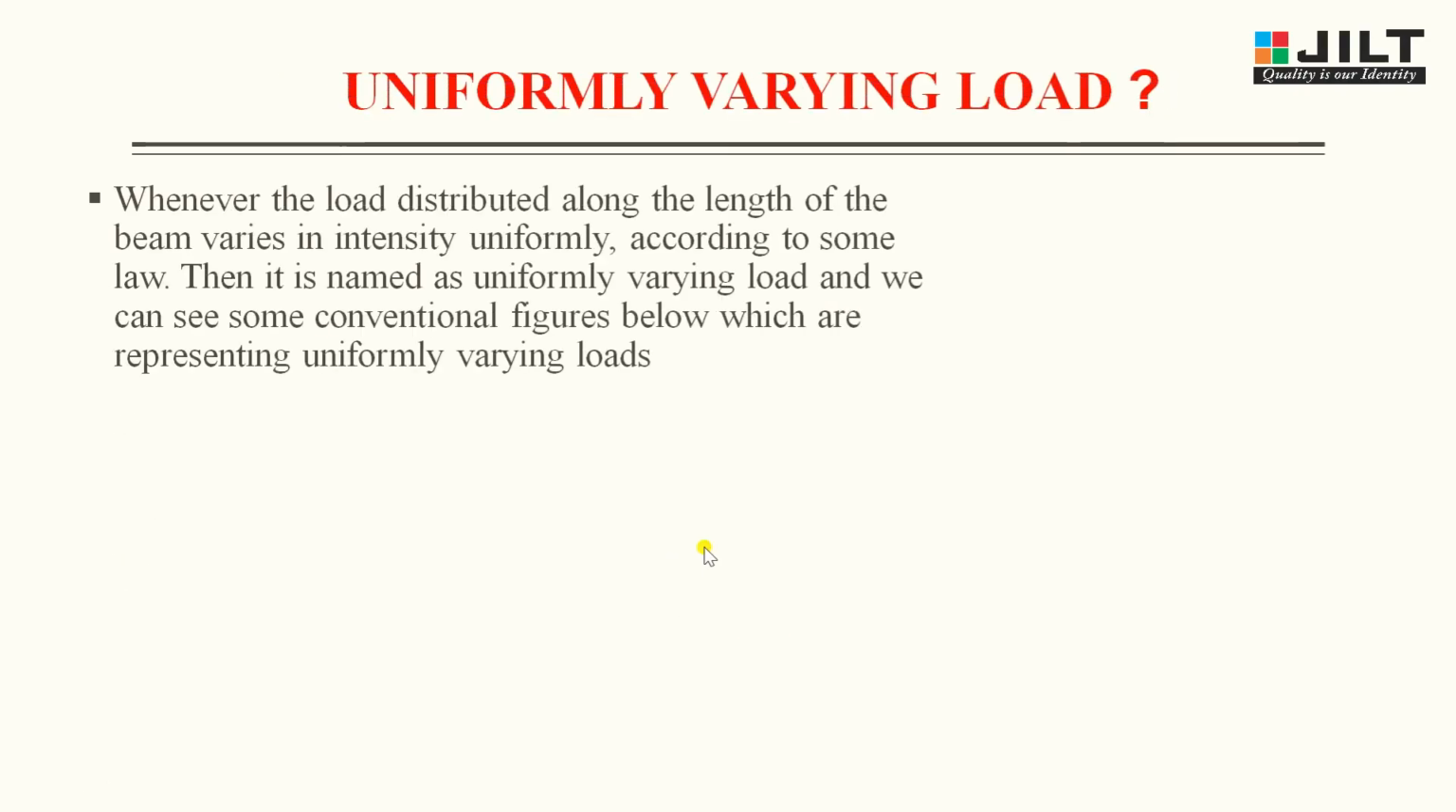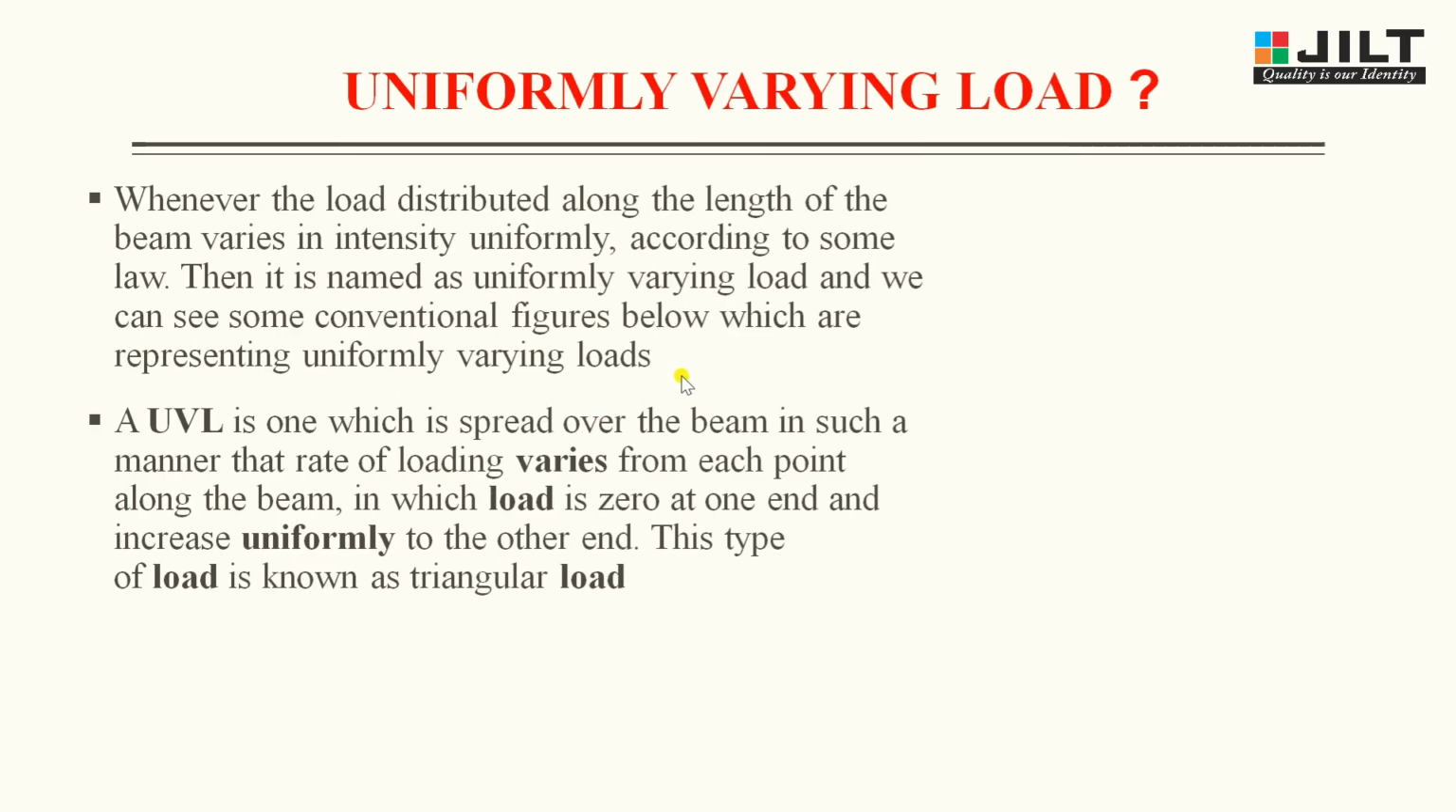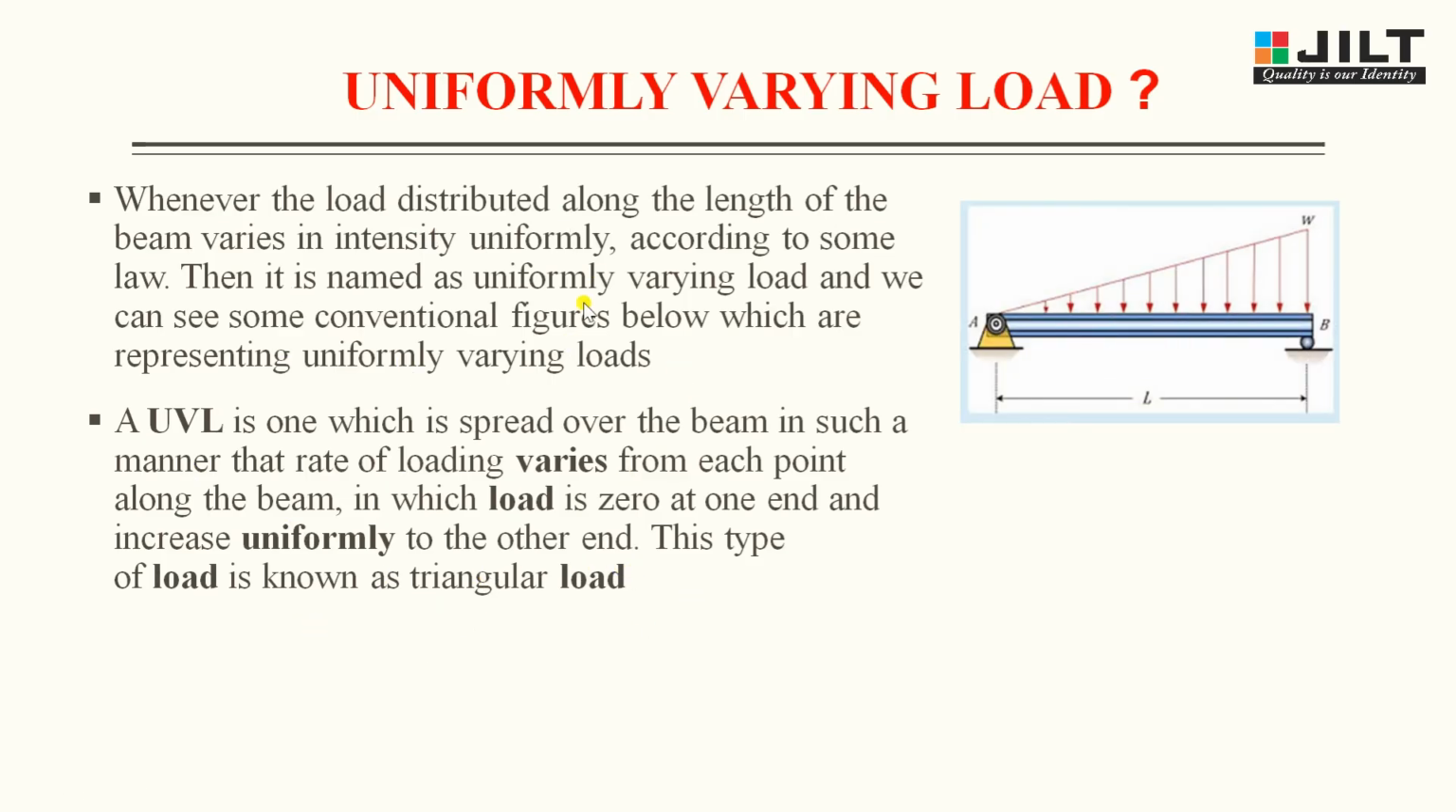Now let us see uniformly varying load. Whenever the load distributed along the length of the beam varies in intensity uniformly according to some law, it is named uniformly varying load, and we can see some conventional figures below representing uniformly varying loads. A UVL, as a shortcut, is one which is spread over the beam in such a manner that the rate of loading varies from point to point along the beam, in which the load is 0 at one end and increases uniformly to the other end. This type of load is also known as a triangular load.